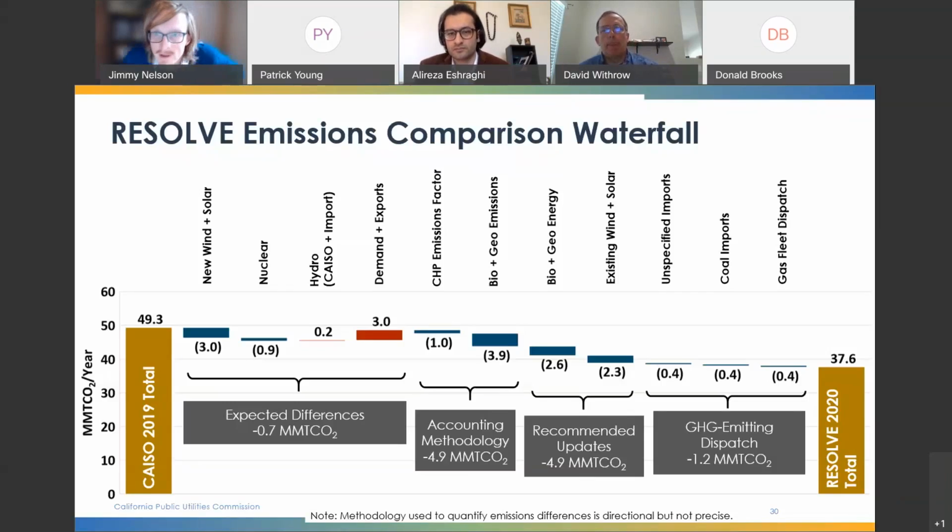So here is the punchline in complicated waterfall form. I will explain this slide using the next few slides, so if it's a lot to look at, you will get detailed explanations. Let's start on the left. CAISO 2019 total: the 49.3 million metric ton emission value is the emissions reported by CAISO for 2019. On the right are the Resolve emissions that we report for 2020, 37.6. You can see there's a big difference between them, and all of the different categories in the middle tell you where the difference comes from.